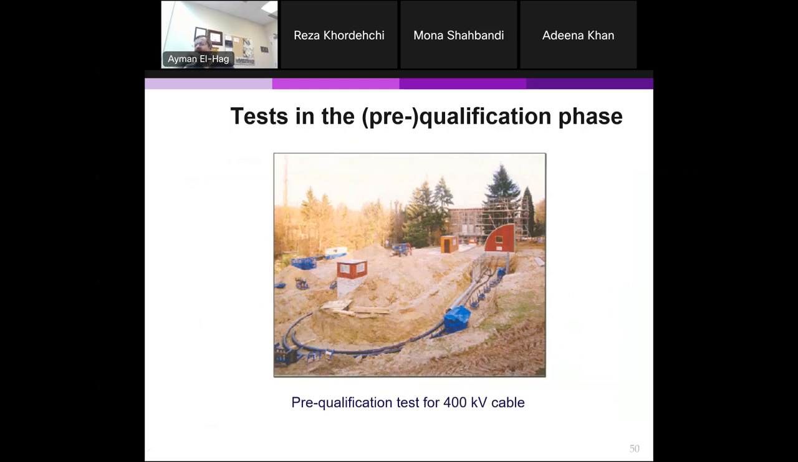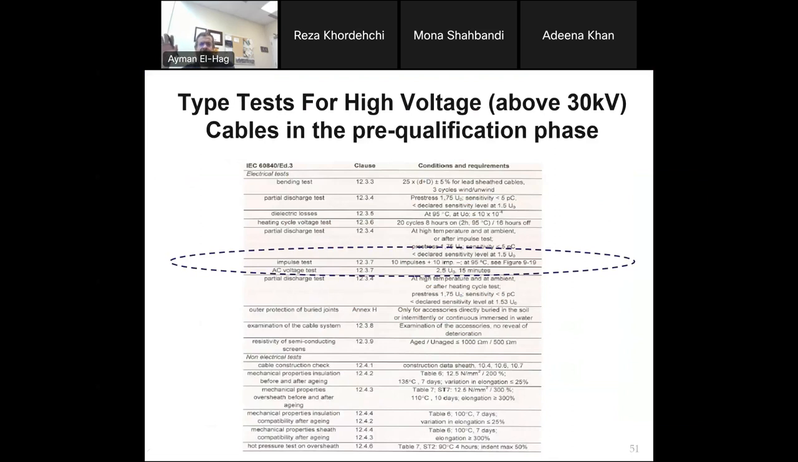I once visited Kima, and at that time there was a test going on. You see here the cable going through burials, tunnels, and different things. This is to simulate real life conditions. There is bending happening in the cable, which imposes a certain mechanical stress on the cable. So that is the pre-qualification test. Before you supply to the customer, you have to do that.